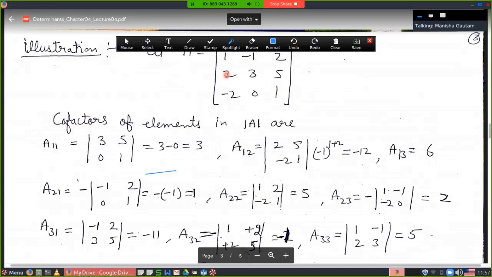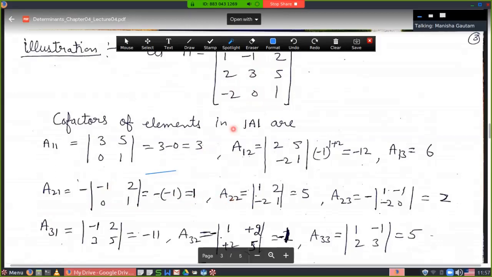A21 is the element 2. Delete the second row and first column. You will get -1, 2, 0, 1. It is multiplied by its sign. The sign is already written here: minus sign. Minus of -1, you will get 1.